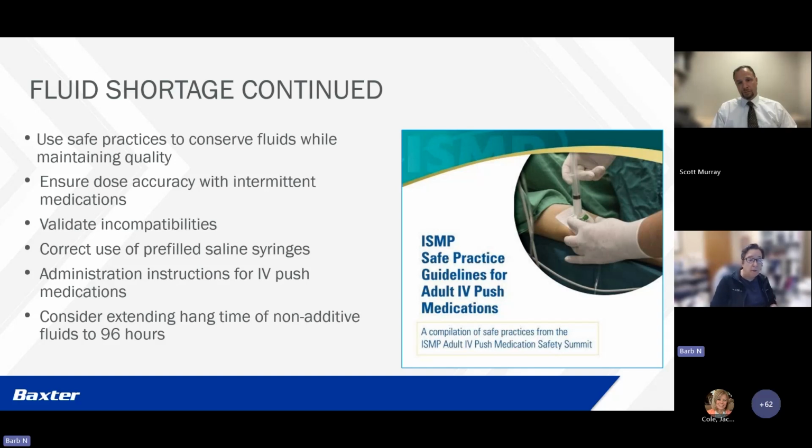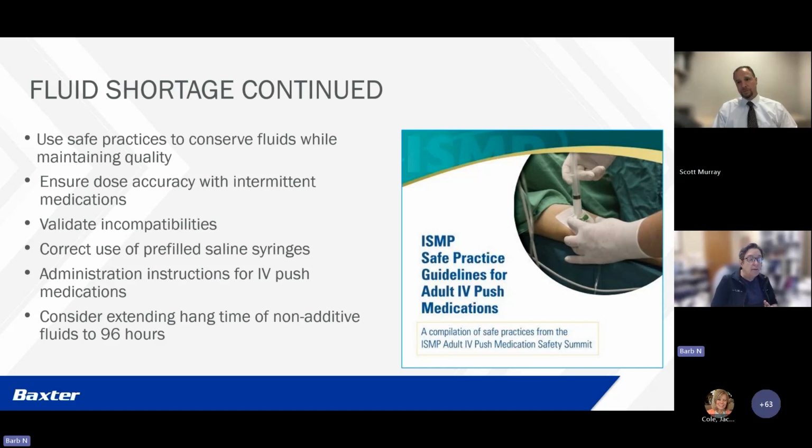Next is the correct use of the pre-filled saline syringe. We have the ISMP safe practice guidelines on the side. It is very important that nurses know this document, but I think many of them do not. I've asked, do you know what ISMP stands for? Many of them do not, and I think they need to understand it better. A pre-filled saline syringe is a flush, and is a flush, and is a flush. It is not a diluent, but unfortunately, sometimes workarounds can happen, and we need to help them understand that it is a flush, and that's really its only purpose.